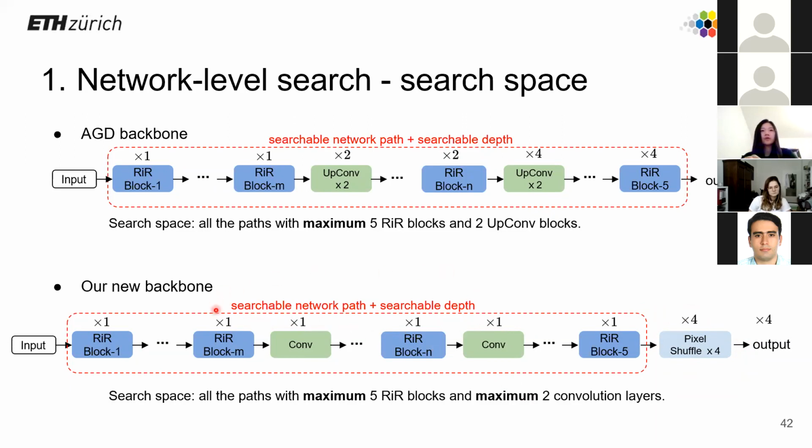That is, we also want to have a searchable path of these convolution layers and these residual blocks. And also we want to have a searchable depth here. And this is how we design our network level search space. Following the general idea of differentiable NAS, we want to build a supernet. This supernet is supposed to contain all the architectures in our network level search space.